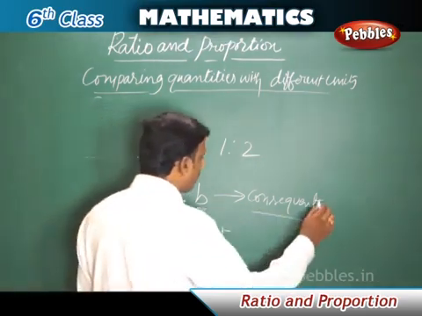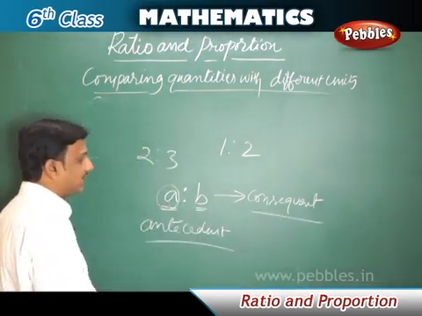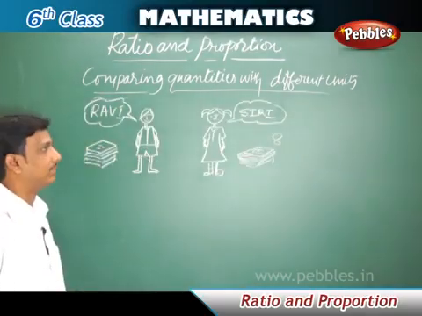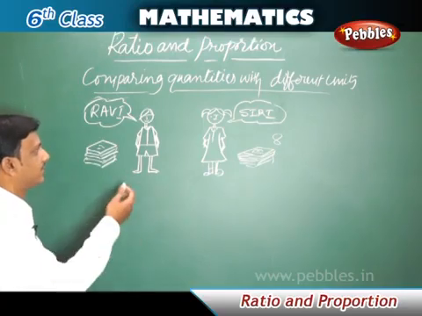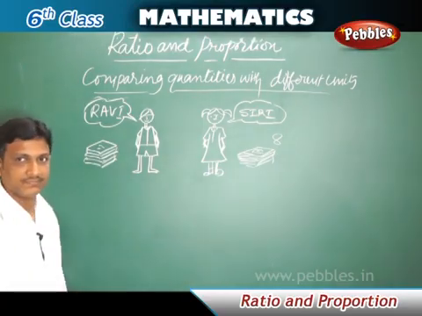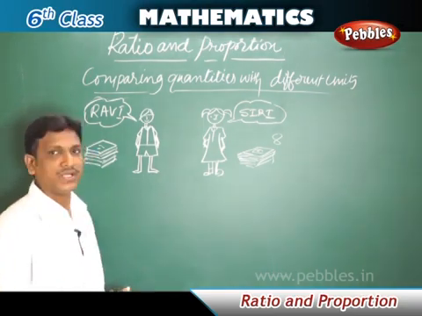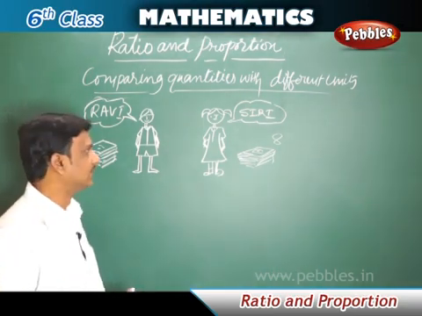Antecedent, consequent. So we call this A is to B. Let us see one more example. Here are two children named Ravi and Siri. Both of them have some books. Now let us compare the quantity of books they are having.